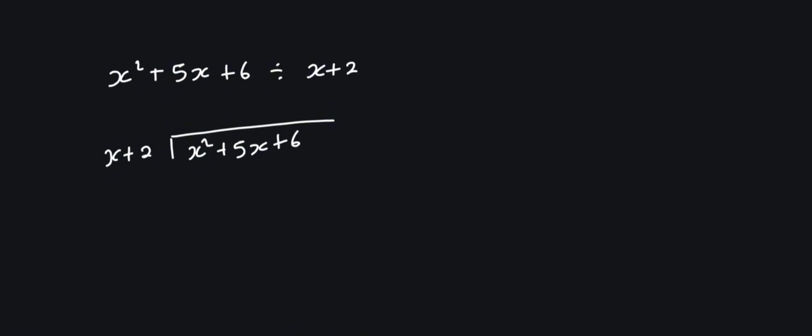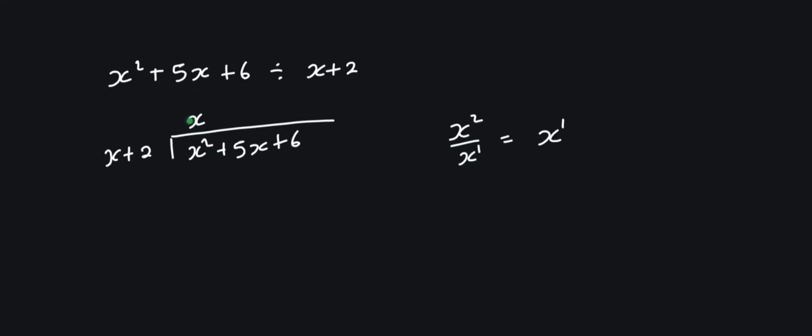Now, we have three things we're going to do here. We're going to divide, multiply, and then subtract. So let's look at the first term. What do you get if you divide x squared by x? Well, x squared divided by x would give you x. It's the same as just subtracting the powers. So we have x to the 1. So that's what we're going to write up here.